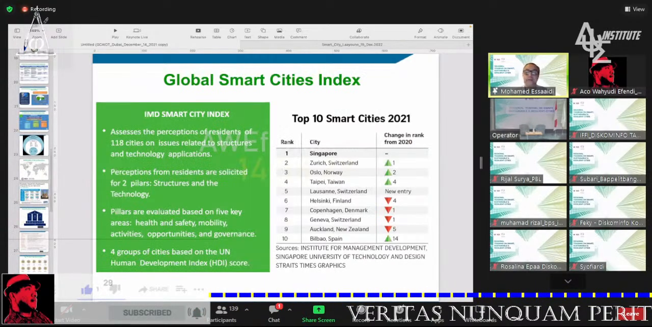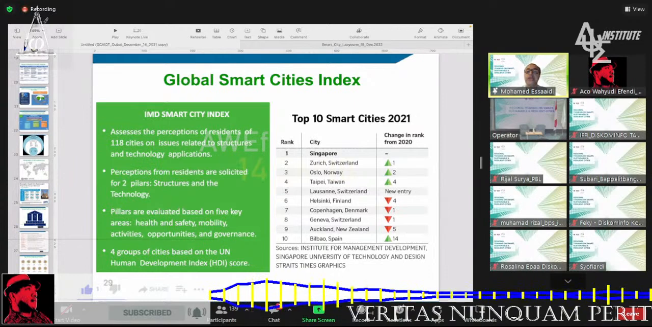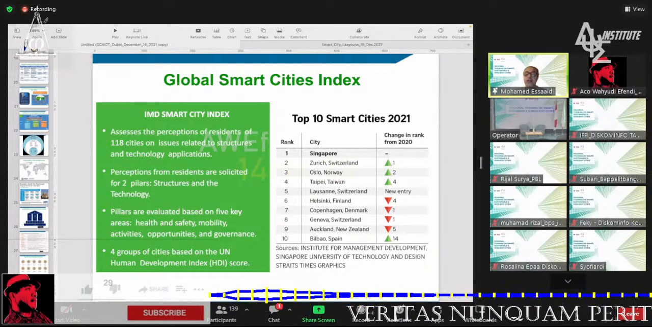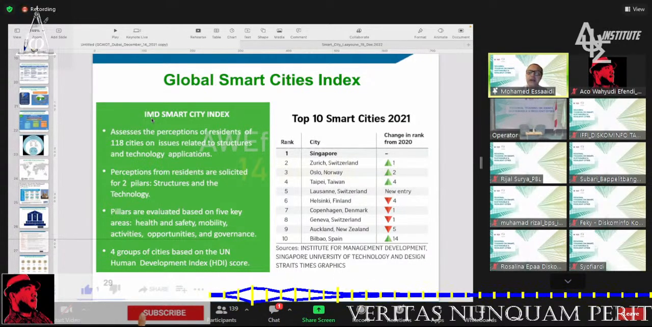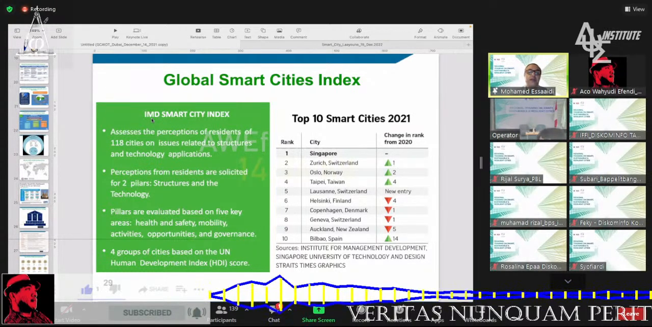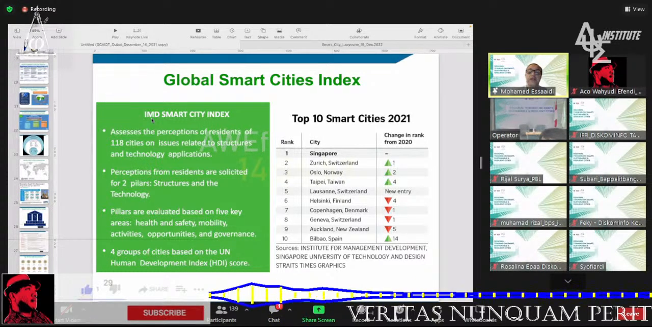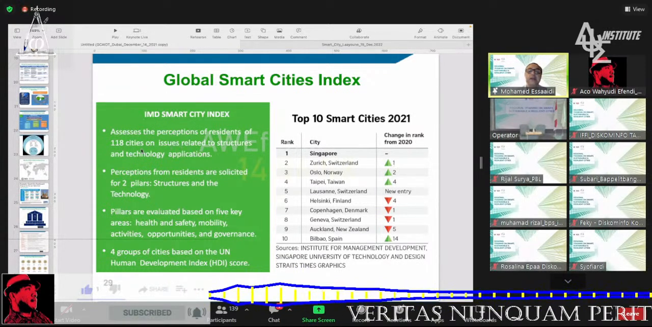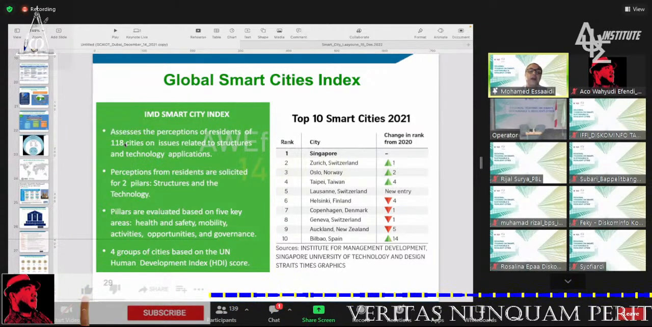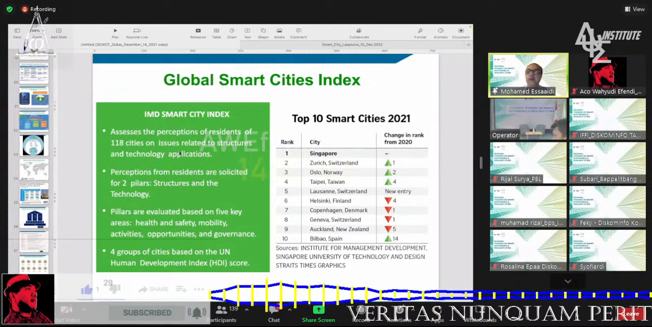Well, the first global smart city index that allowed monitoring and measuring smart city performance was proposed by the Institute for Management Development, IMD, in Singapore. This index is not really similar to the KPIs I have shared with you in the former slides. This is based on citizen perception. This is a different concept. So this index assesses the perception of residents or citizens of 118 cities. This is a sample of cities that were included in this verification.